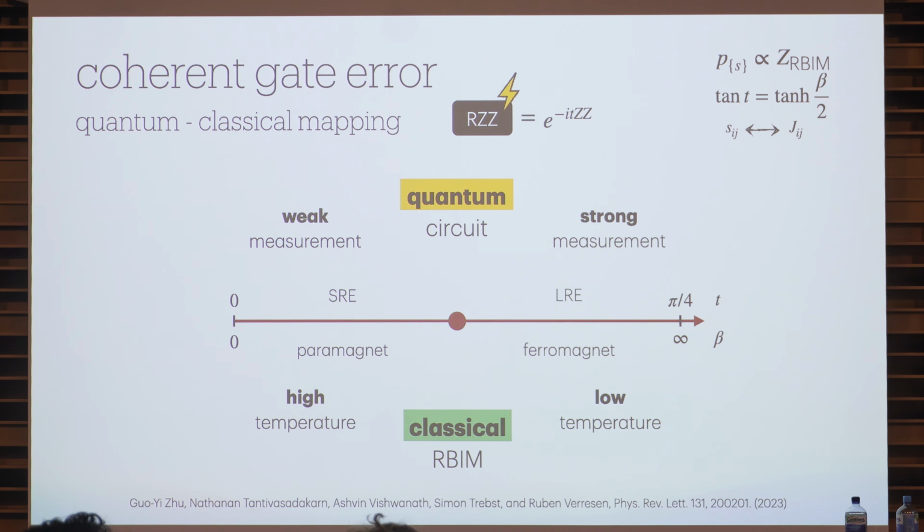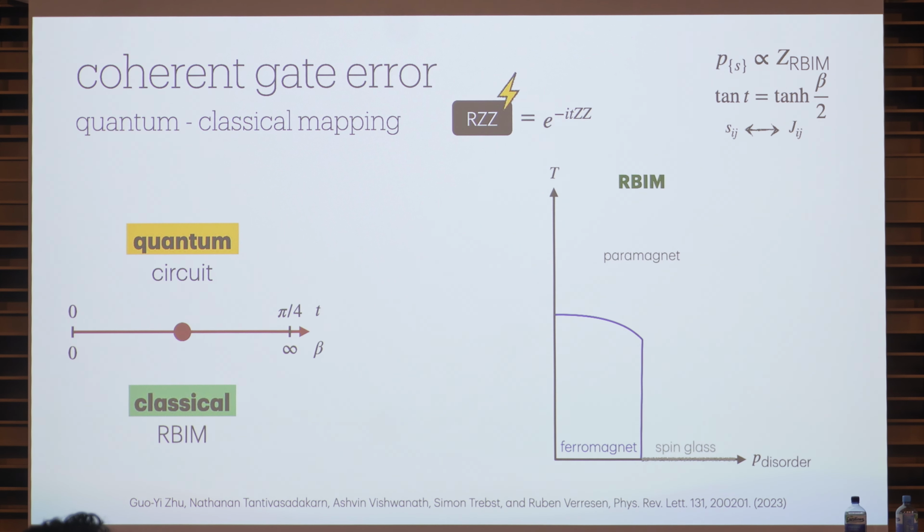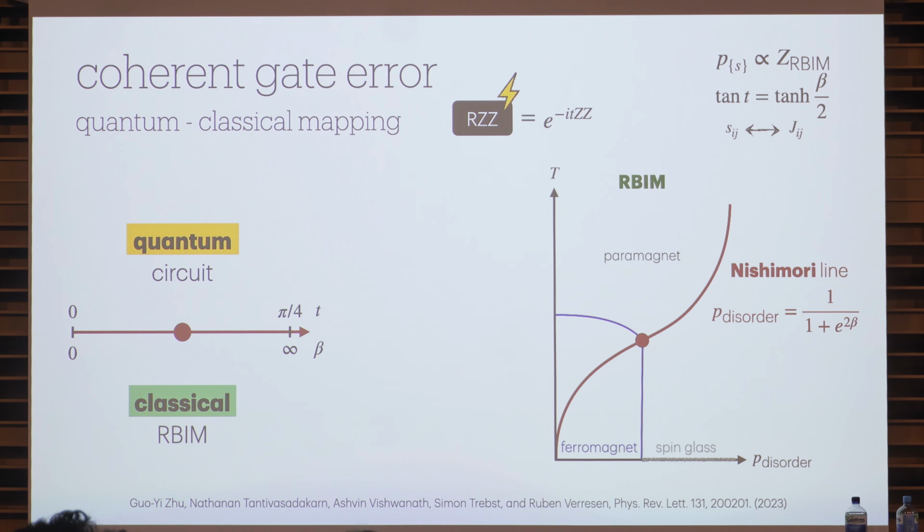If we draw this in the phase diagram for the random bond Ising model, it looks something like this. We have the disorder probability on the x-axis, the temperature on the y-axis, and our ferromagnetic and paramagnetic phases separated by this phase boundary. Then somewhere along this line, Nishimori 40-something years ago solved this system analytically along this Nishimori line, which goes like this. It's defined as this relation between p and beta.